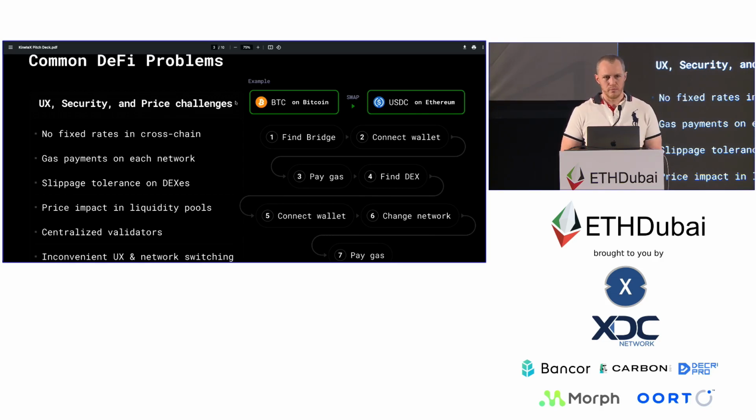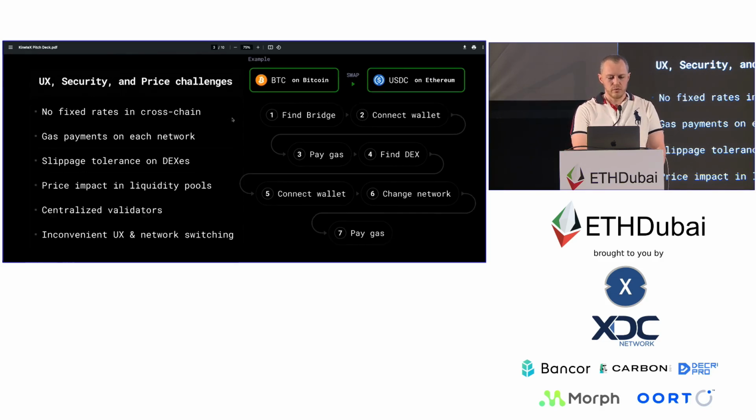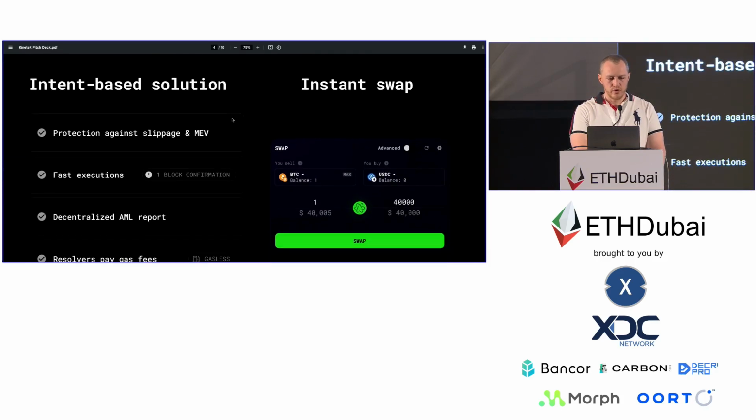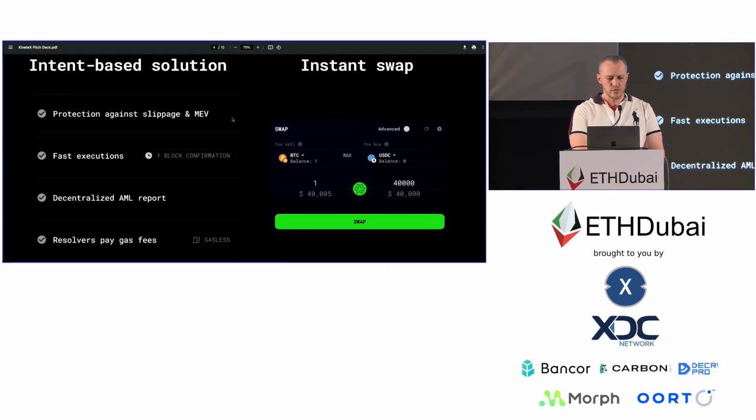We need to withdraw it, pay gas again, and relaunch it. But the solution, which we would like to present, is an intent-based solution. We can delegate any of our tasks to professional market makers, and ask them that we want to pay in A and receive B.